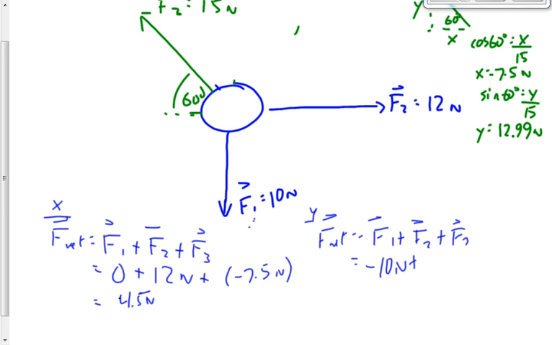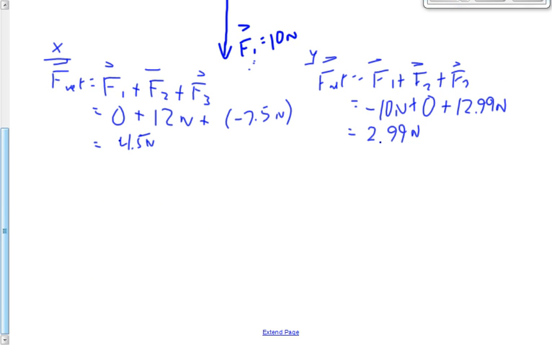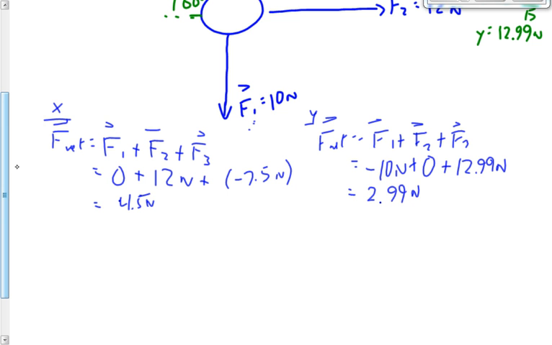F2 is what? What do we have for F2? It's 0, yeah. Why is it 0? Because it's going to the right. Good. And F3 is what? 12.99, positive? Because it's upwards. We add those up, we get 2.99. Now what do we do with these two forces? The x component, 4.5, and the y component, 2.99.